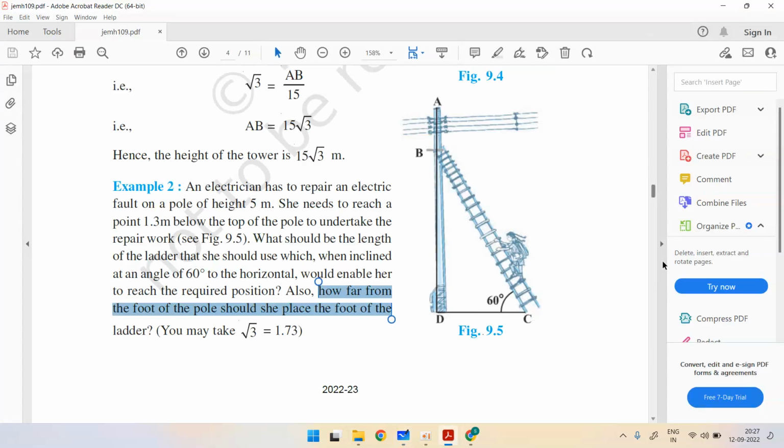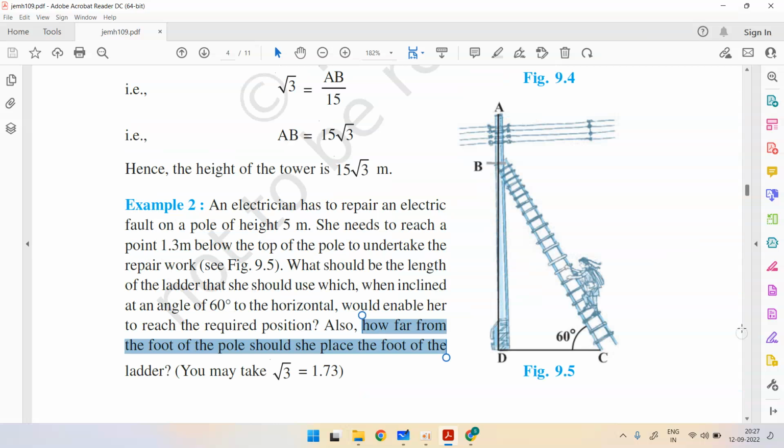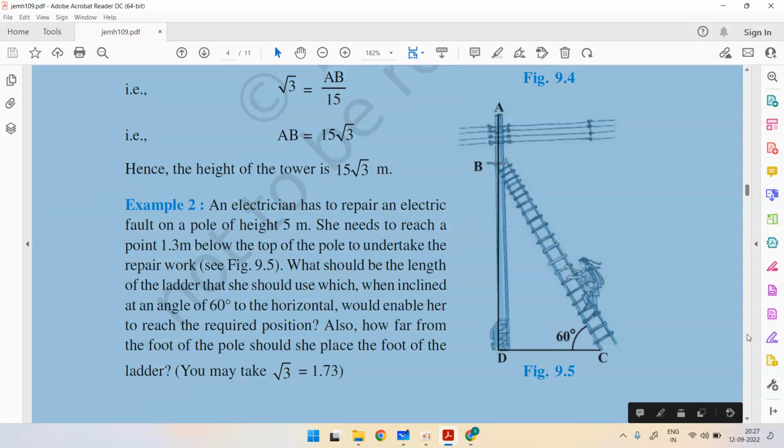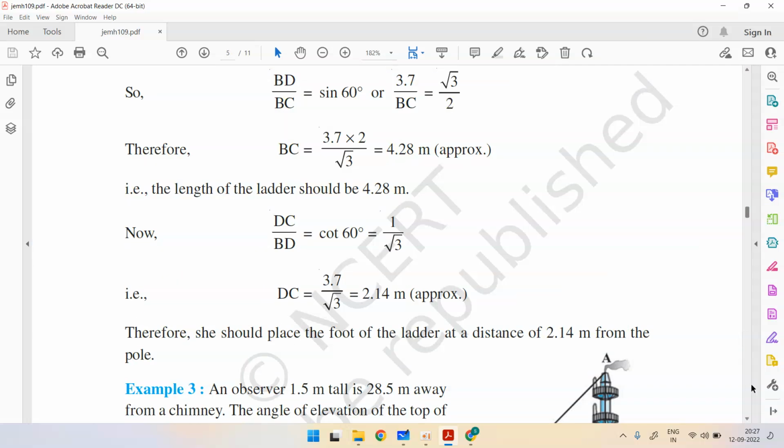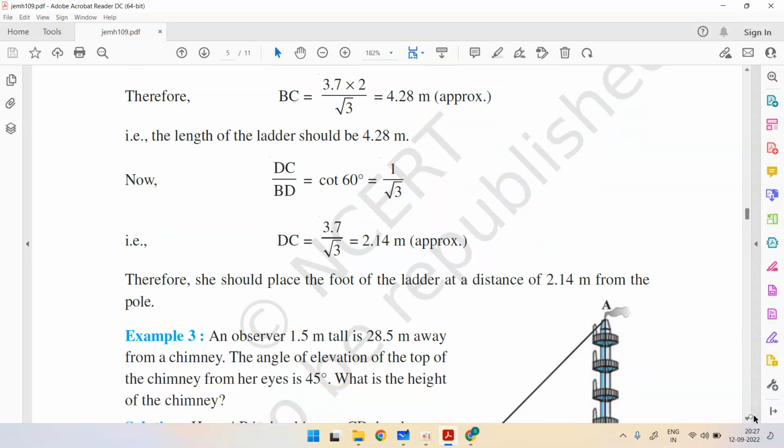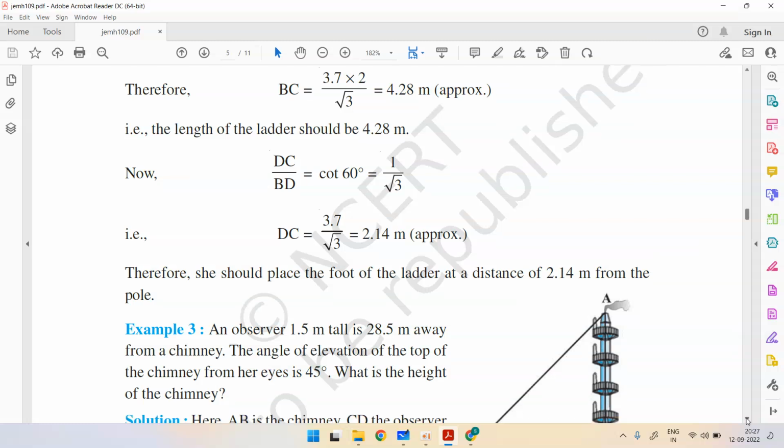Now next is example number 3. What is example number 3? An observer 1.5 meters tall, so the height of the observer is already given, is 28.5 meters away from a chimney. The angle of elevation to the top of the chimney from her eyes is 45 degrees. What is the height of the chimney?